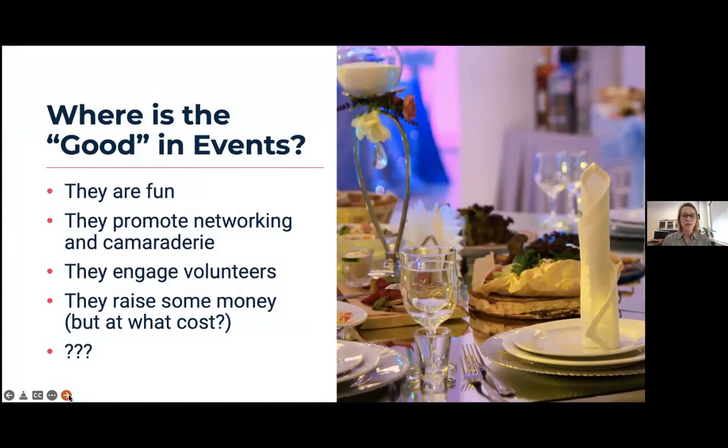You can engage volunteers this way, and you can definitely raise some money. But many times the money raised is done at an extreme cost, both financially and time. And so evaluating the amount of time and expense that goes into it is a critical measurement for an organization to take as they are planning and executing.